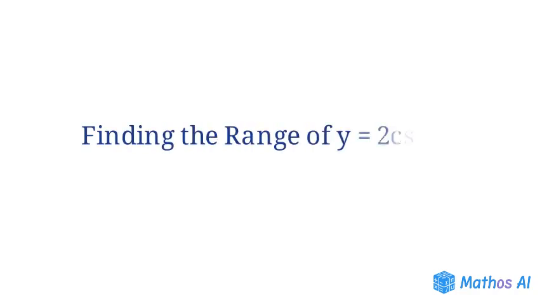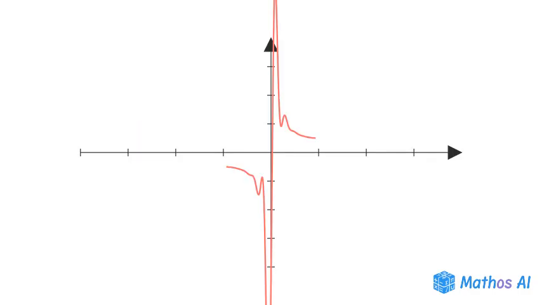Ever wondered how a simple shift in a function can completely change its behavior? Today, we're diving into the fascinating world of function transformations, specifically for the function y equals 2 cosecant x plus 4. By the end, you'll not only understand the range of this function, but also grasp the powerful visual intuition behind how transformations affect its graph.